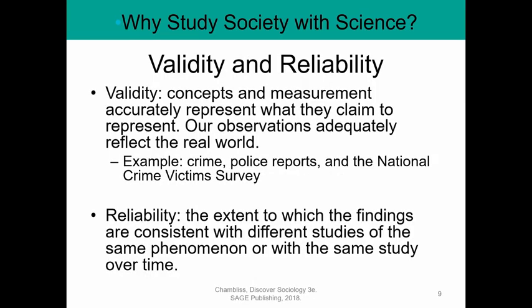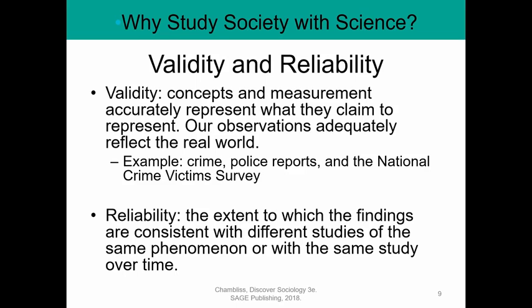That's an important concept. So let's talk about validity and reliability. This is another thing we're trying to establish in science. Validity is the concept that the concepts and measurements are accurately represented when they claim what they claim to represent. Thus, our observations adequately reflect the social world.